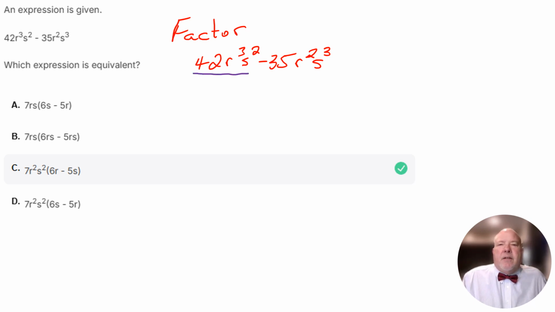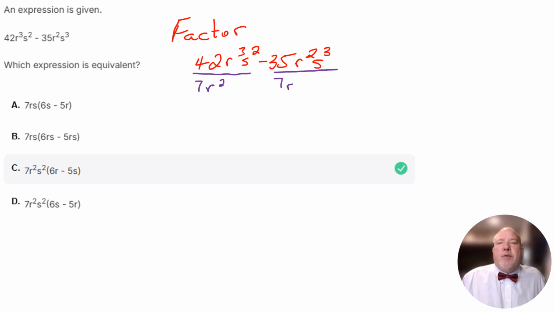So start with the numbers here. So I have 42 and 35. The biggest factor I can divide them both by is 7. So I'm going to divide them both by 7. Now I come to the r's. R to the third divided by r to the second. Whichever exponent is smallest, so in this case the 2, that's what you can divide out. So I can't divide out more than 2 r's because the second term doesn't have more than 2 r's to give me. So quick, easy trick, look at the exponents. Whichever one is the smaller, that's what you're going to divide out.